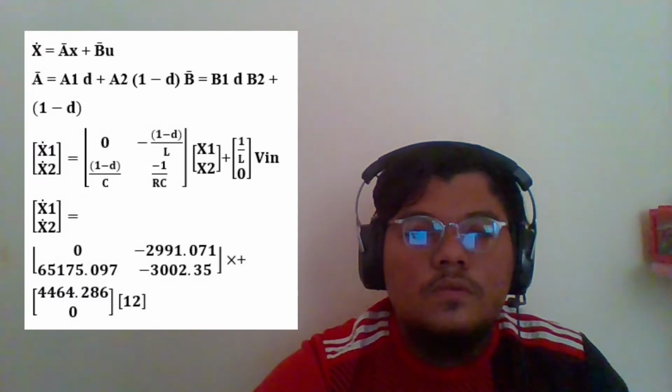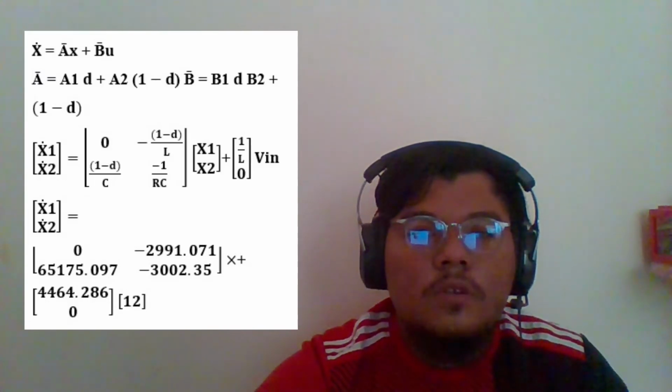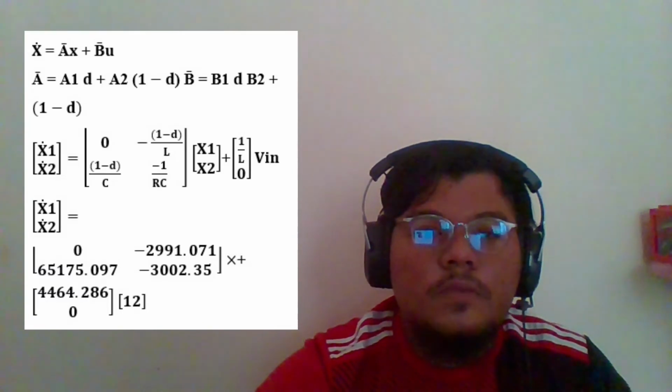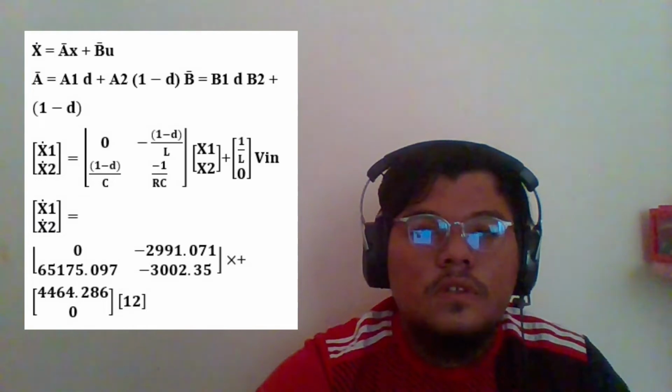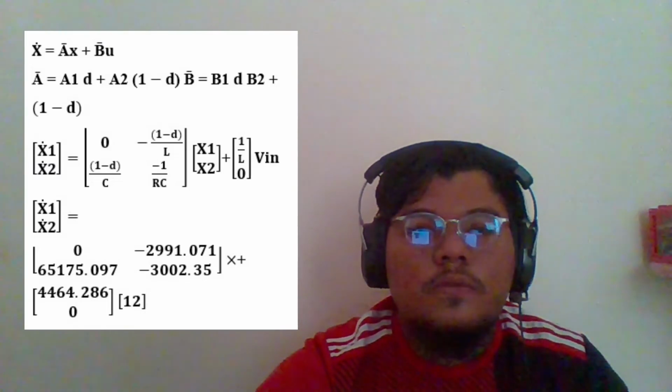x1 x2, we get 0, negative 2991.071, then 6517.5097, negative 3002.35, plus 4464.286, 0, times by 12.